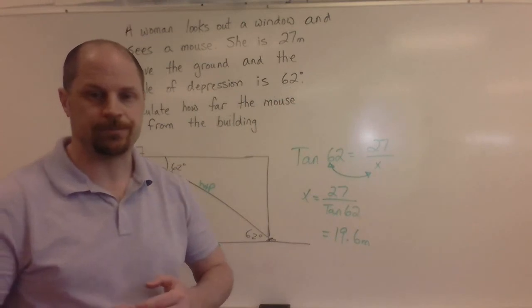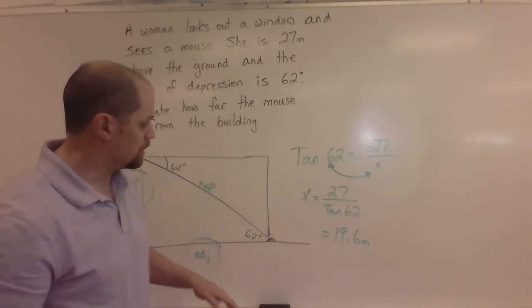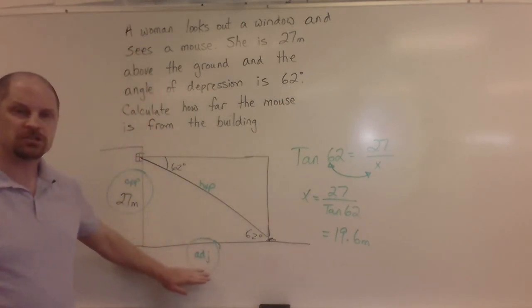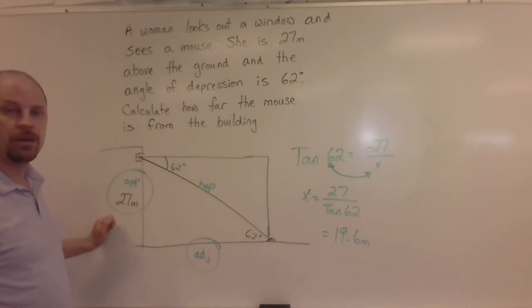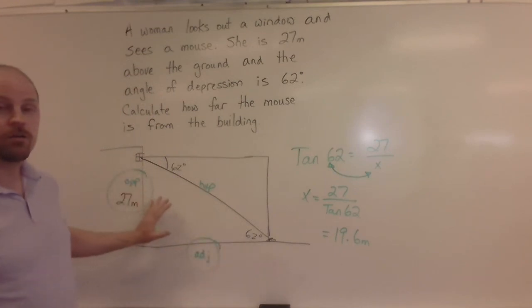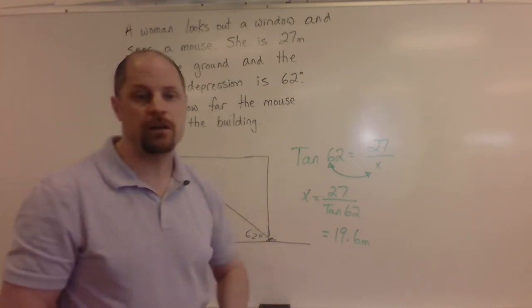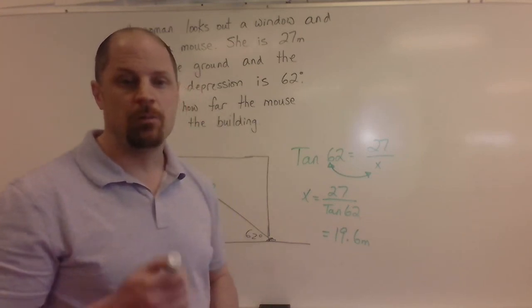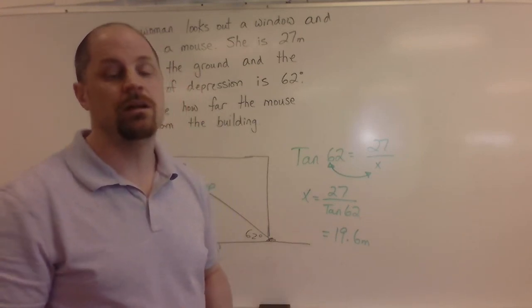19.6 meters. Now the key thing with this, looking at the diagram, this looks like it should be more than 27. But we just drew a triangle. We didn't know how far it was. It may not fit the picture exactly, but take a look, make sure it makes sense, go from there.